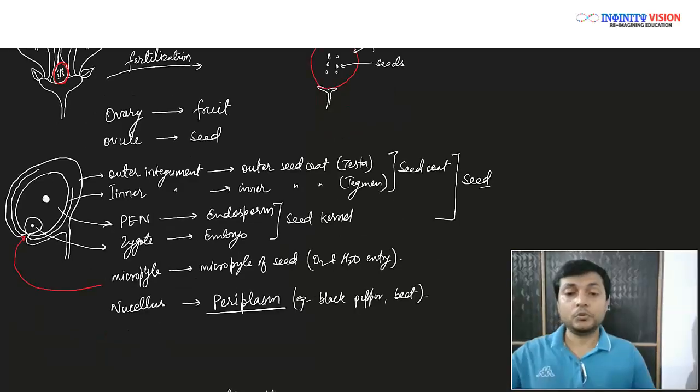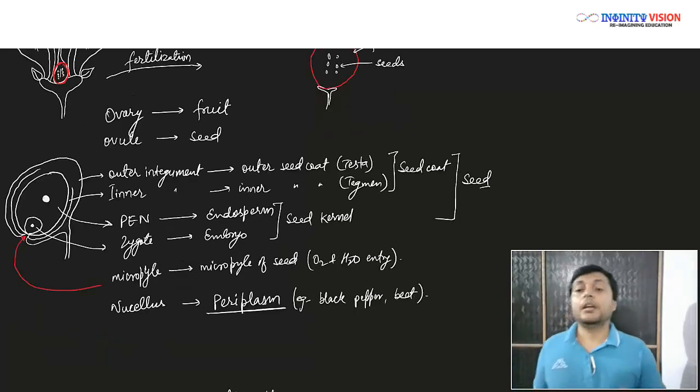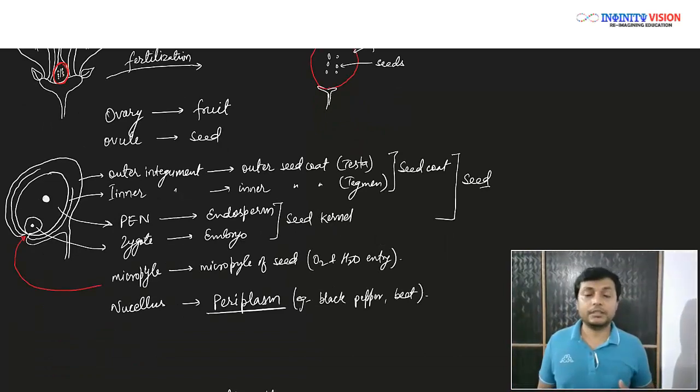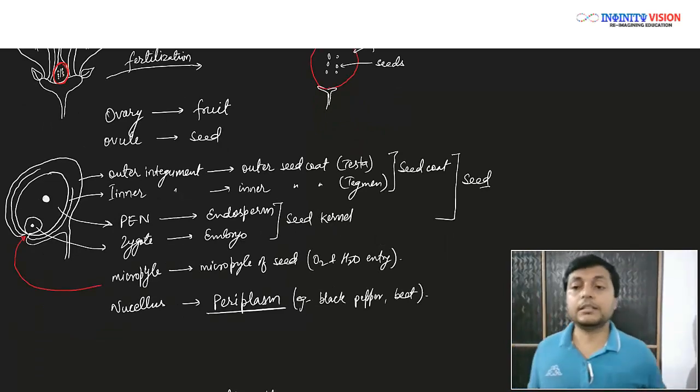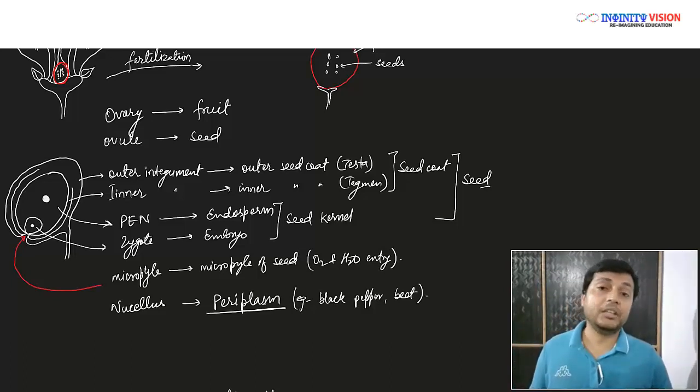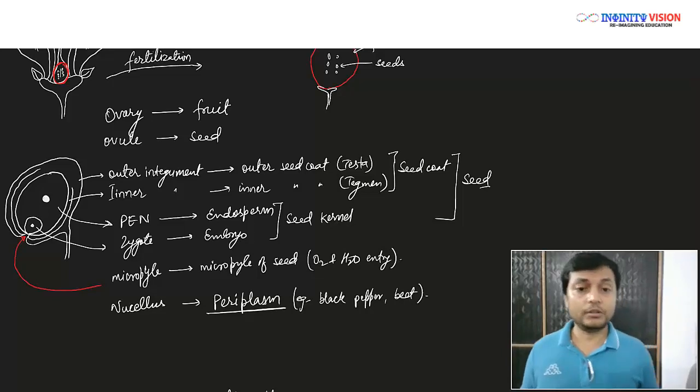Very good. What else we find is if there is nucellus, okay, right? We have spoken earlier that in an ovule, the nucellus may be present or may not be, correct? So if there is nucellus still present in an ovule after fertilization, the nucellus gets converted into perisperm, okay? And these perisperms are edible, they are nutritious, as we find in case of black pepper or in case of beet, the seed of beet.